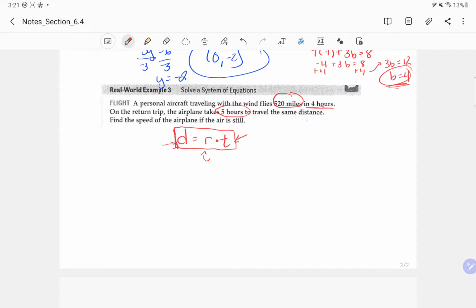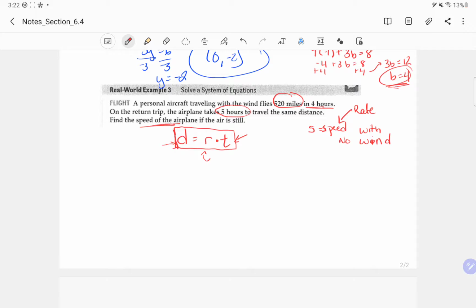And if we say that we're looking for the speed at which the airplane travels if the air is still, okay? So we're looking for the speed of the airplane. So we need to give that a variable. I'm going to give it A, or let's go with S. S, okay, is going to be the speed with no wind. Speed is another word for rate, right?